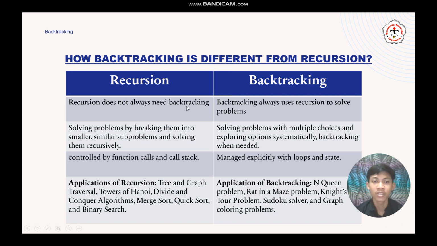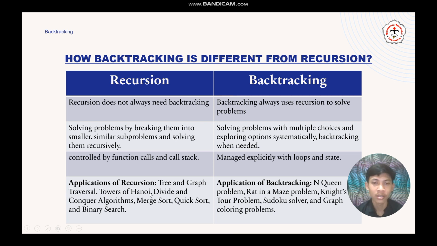Next, how is backtracking different from recursion? Recursion does not always need backtracking, while backtracking always uses recursion to solve problems. Recursion solves a problem by breaking it into similar subproblems and solving them recursively. Backtracking solves the problem with multiple choices, exploring options systematically and backtracking when needed. For control, recursion uses function calls and call stacks. Backtracking manages it with loops and state.